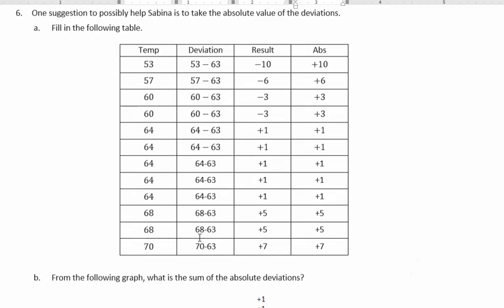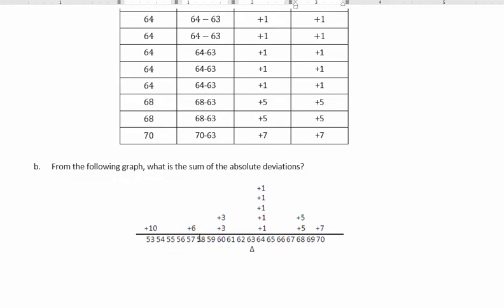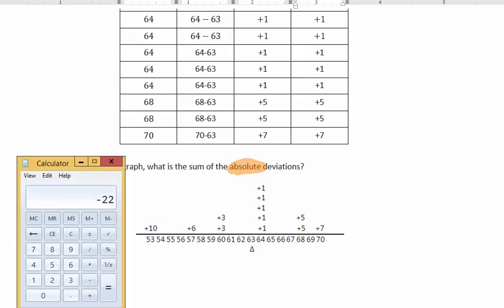So from the following graph, what is the sum of the absolute deviations? So remember, why is this positive since it's on the left? Well, it is positive because I took what? That absolute value, that absolute deviation. So let's check. What is going to be the sum? I'm going to use my calculator, and I'm just going to add them all up.